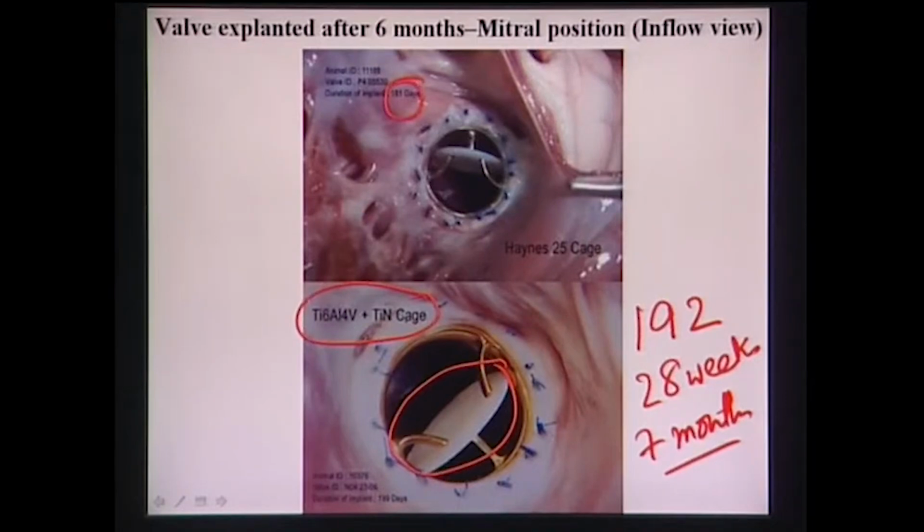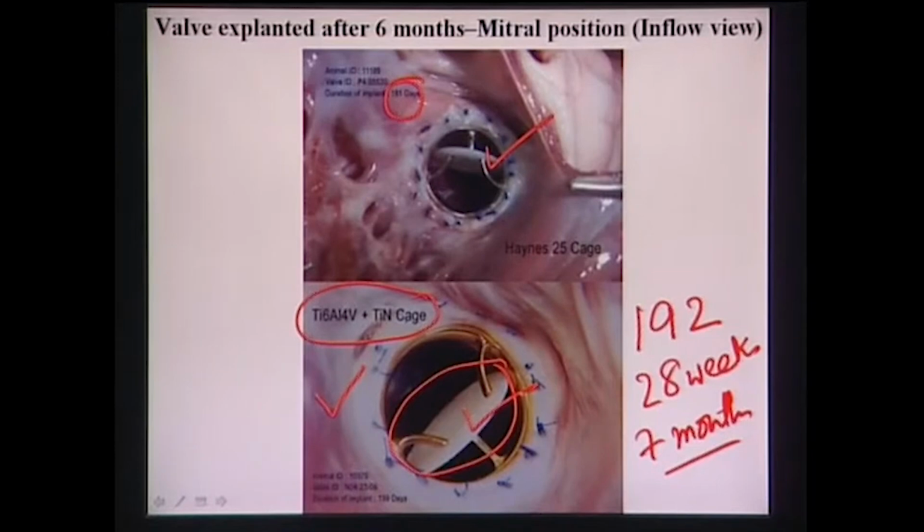So, we are comparing with the titanium nitride coating and without the titanium nitride coating, after the valve is explanted after 6 months. What you can see roughly is that this material has a much better performance compared to the other material.